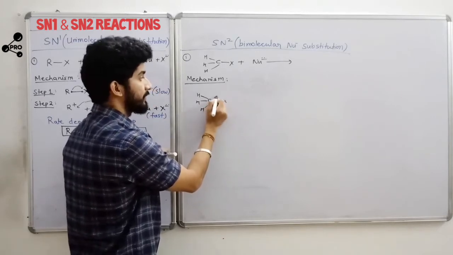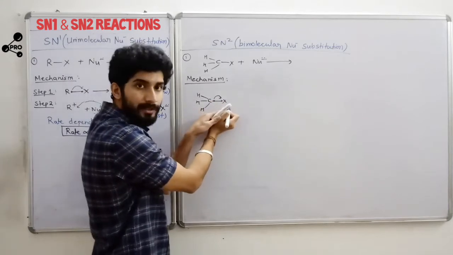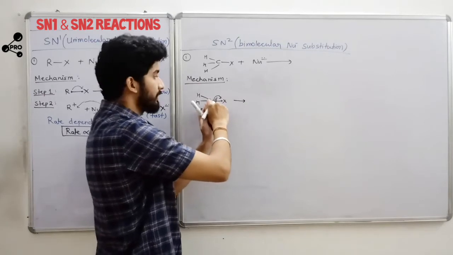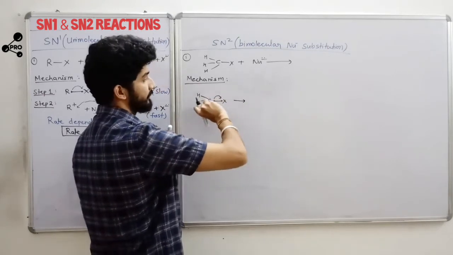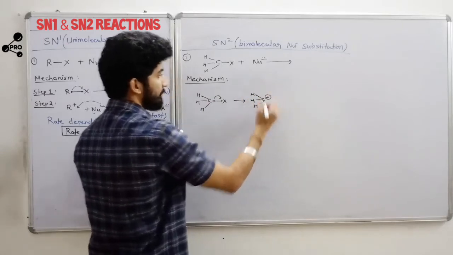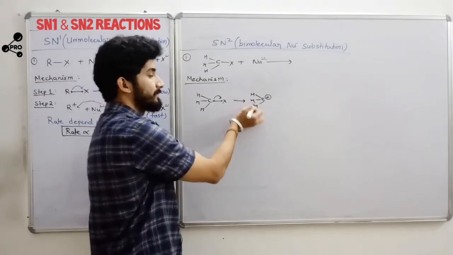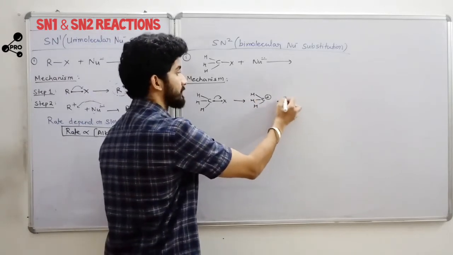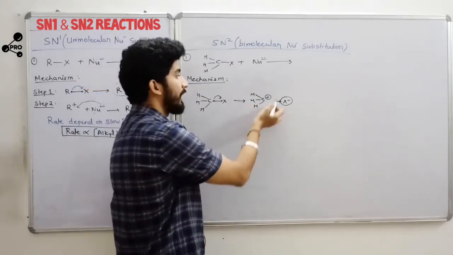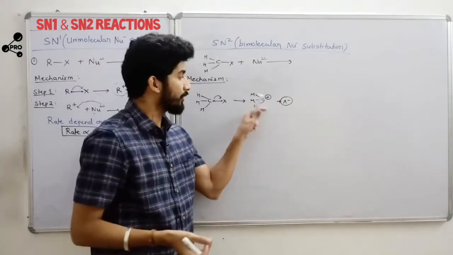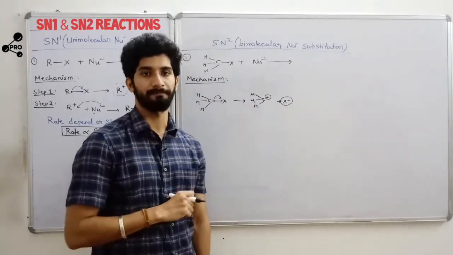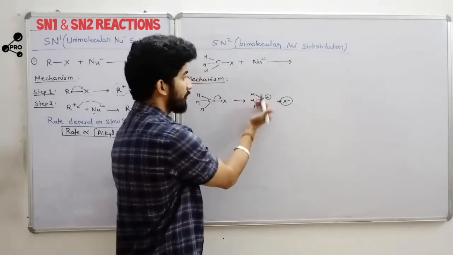Because of electronegativity, these two electrons will be attracted toward X, that is the halide ion, and as soon as the halide ion attracts these electrons, we get the methyl carbocation. You can see that CH3 means methyl carbocation, and X minus. But the main problem over here is that the methyl carbocation is unstable. We cannot form a methyl carbocation. It is the most unstable compound.